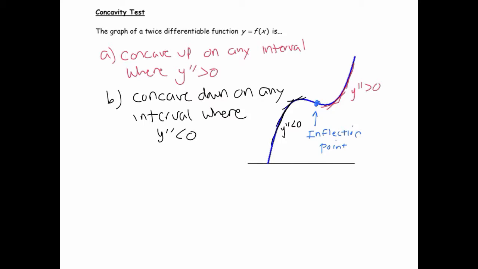So just as the first derivative tells us when a function is increasing, we can use the second derivative to give us information about concavity. So when the second derivative is positive, the graph will be concave up, and when it's negative, the graph will be concave down.